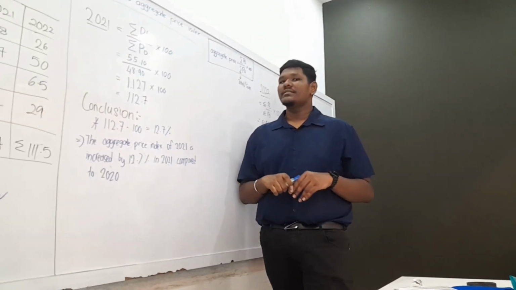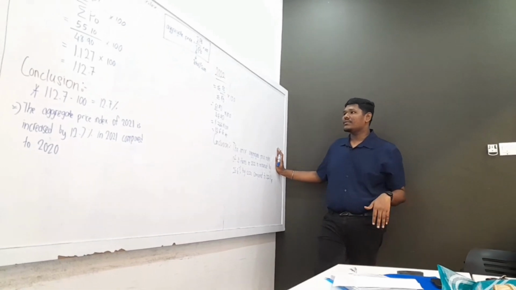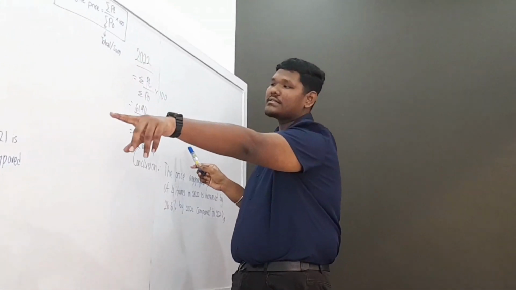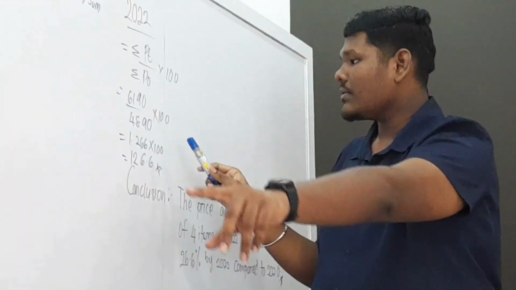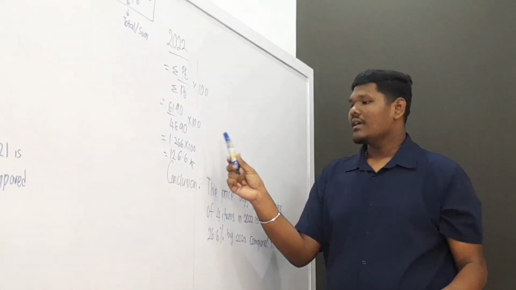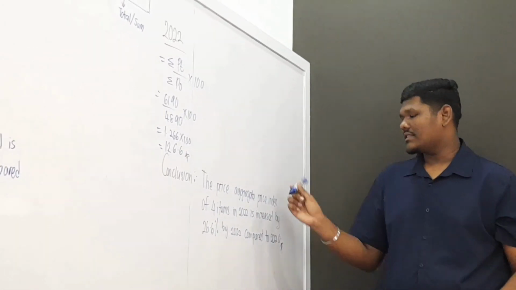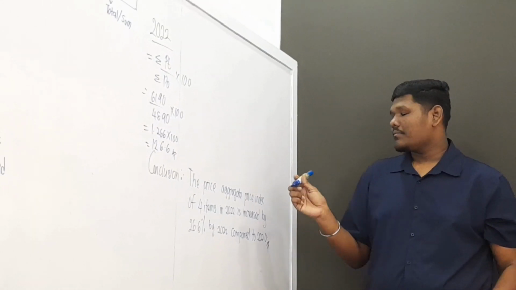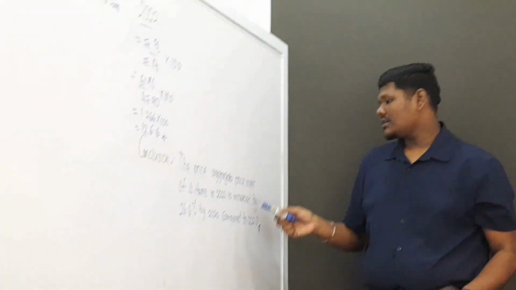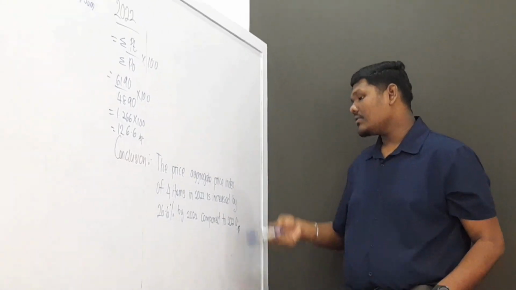We have completed. So same goes to 2022. Look at here, this is for 2022. Same, rolling back the formula and then take the sum of 2022 and the base year sum of 2020 times 100, and your answer should be this. Then for the conclusion you have to minus 100. The aggregate price index of the item in 2022 is increased by 26.6% in 2022 compared to 2020.